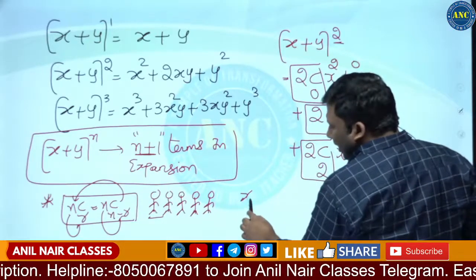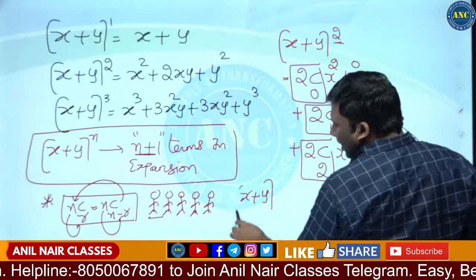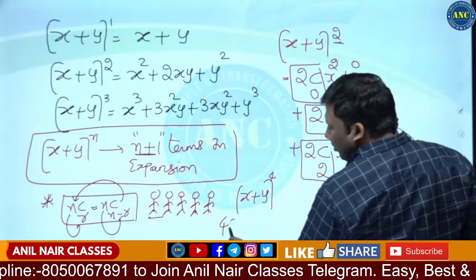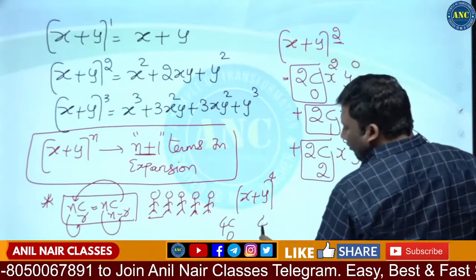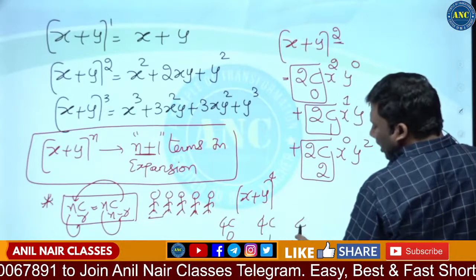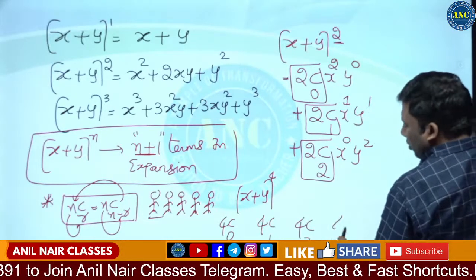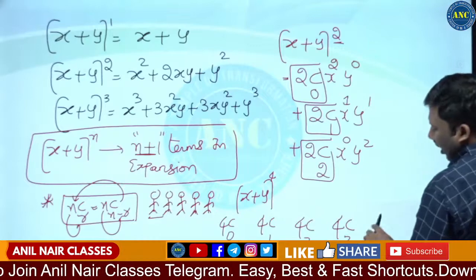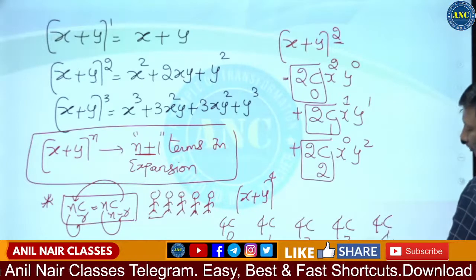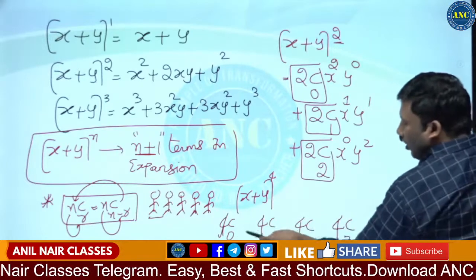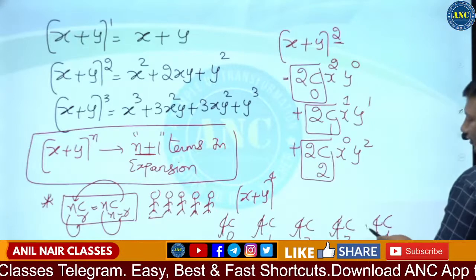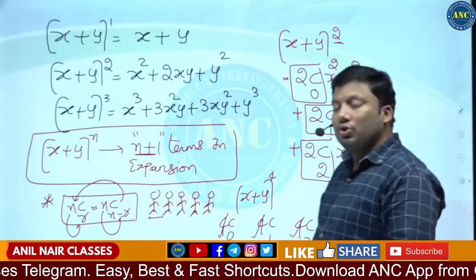Suppose the power is 4. Out of 4, I am not selecting any. Out of 4, I am selecting 1. Out of 4, I am selecting 2. Out of 4, I am selecting 3. Out of 4, I am selecting all 4. How many terms will be there? 1, 2, 3, 4, 5.